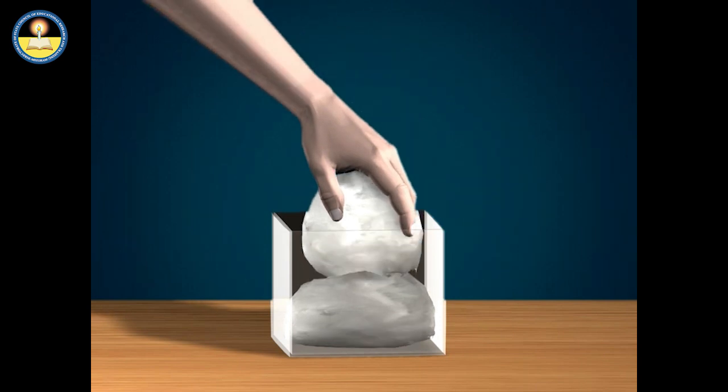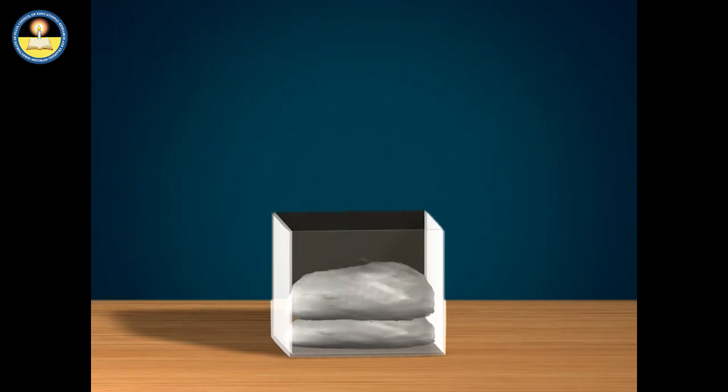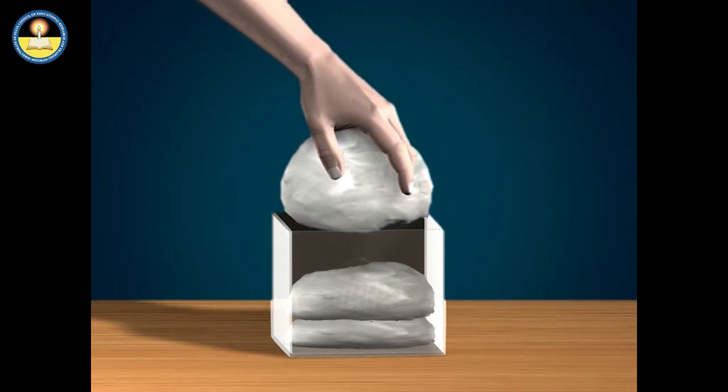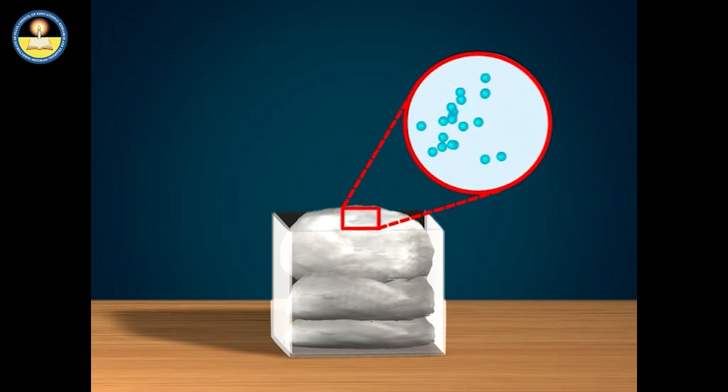Now this cotton is compressed and another lump of cotton is placed in the same container. Can the cotton in the container be compressed still more? Yes. We can add some more of it in the same container, and every time the cotton is compressed, thereby its density increases. This implies that the density of a material increases if its particles are brought closer.